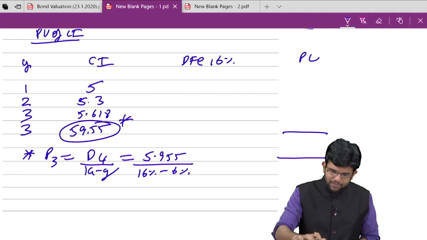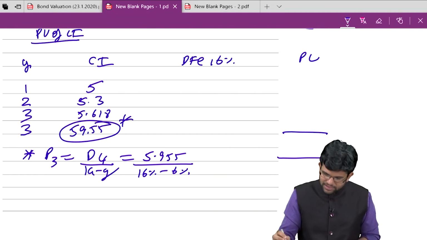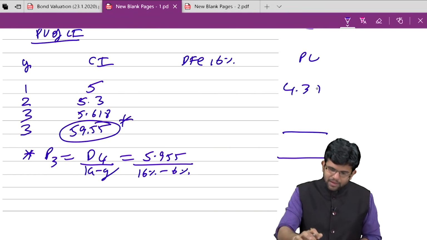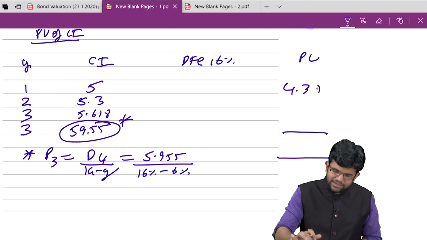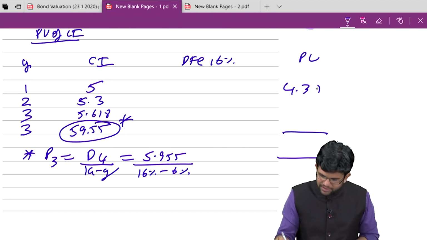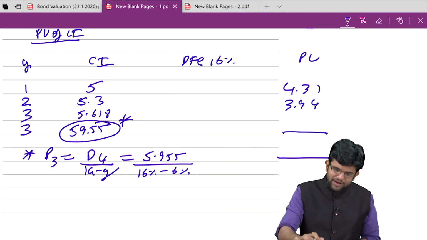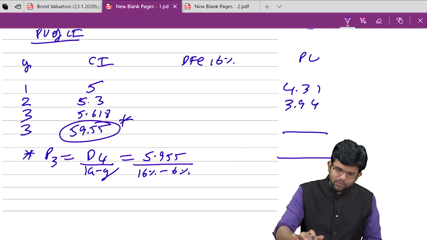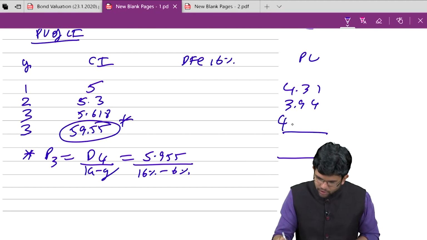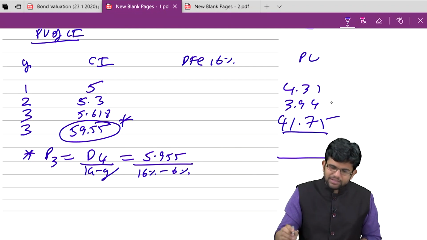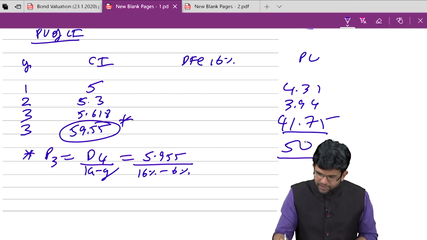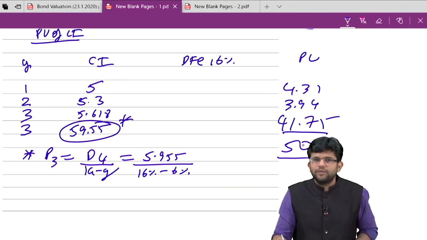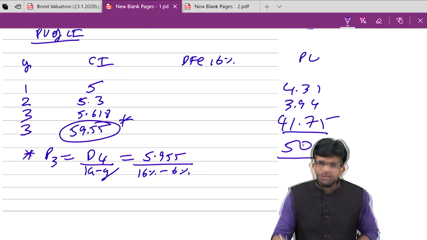Let us now find the present value. Students, 5 divided by 1.16, we get 4.31. 5.3 divided by 1.16 squared, we get 3.94. 5.618 plus 59.55 divided by 1.16 cubed, this is 41.75. The total comes to 50 rupees. Everybody following? Rounded off to 50. Everybody clear with this? Yes.